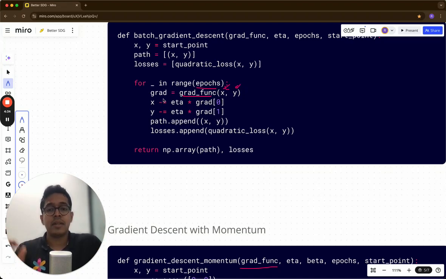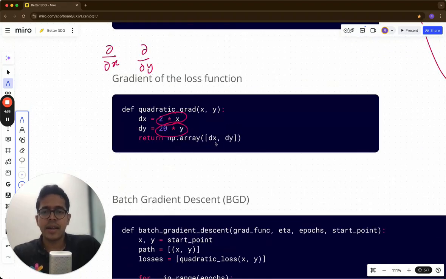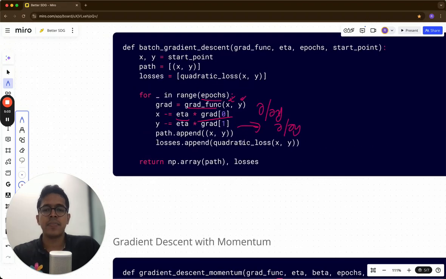And what are the x and y points? They are the parameters. Now we are updating the parameters x and y such that, see, this is minus equal to, meaning you can write this as x equal to x minus eta times grad of 0. Grad of 0 is the partial derivative along x and grad of 1 is the partial derivative along y, because grad returns an array consisting of the derivative along the x direction and the derivative along the y direction. And then we are appending the losses so that we can also plot loss as a function of epochs.